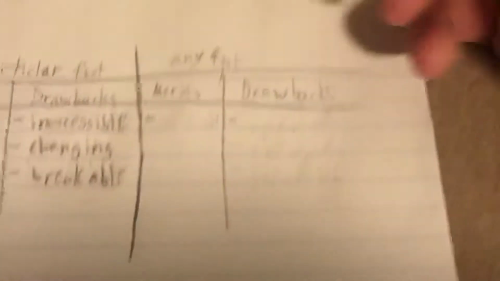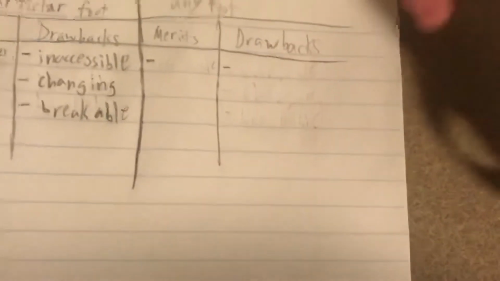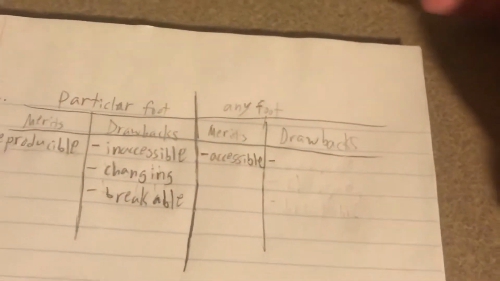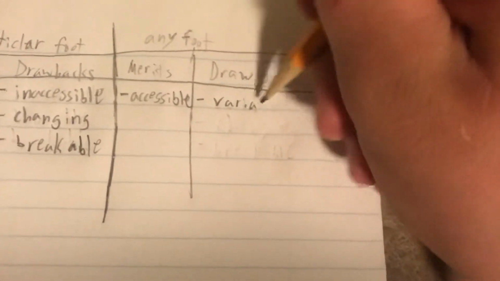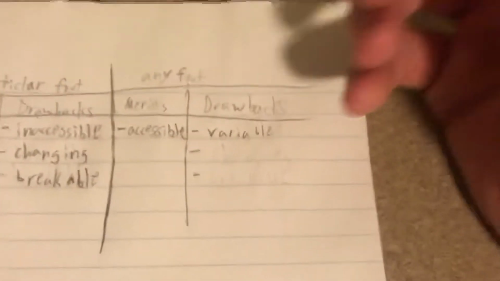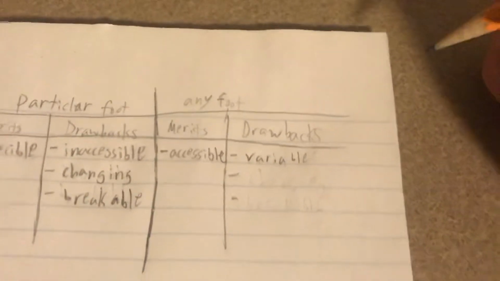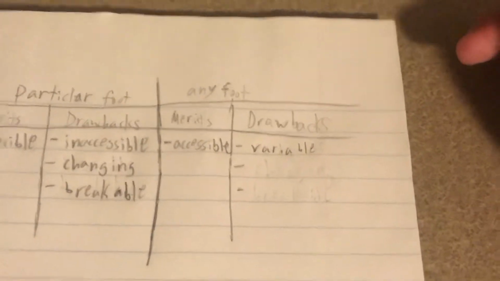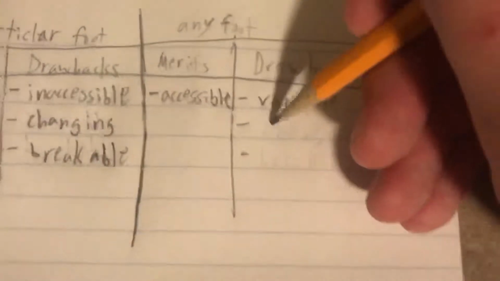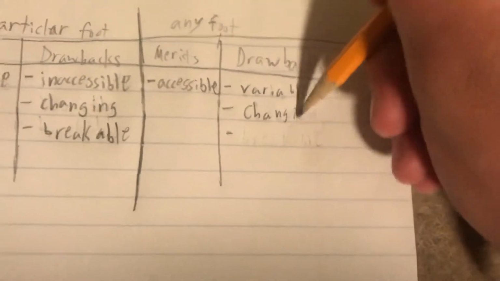And as for using any foot, that's even more crazy because although they are more accessible in theory, because most people have at least one foot, the problem is that it's incredibly variable because everyone could potentially have different sized feet, and using any person's foot isn't going to help you if you want consistent measurements done. Of course, the same arguments I used here apply in the sense that they're also changing, and they're also breakable as well.